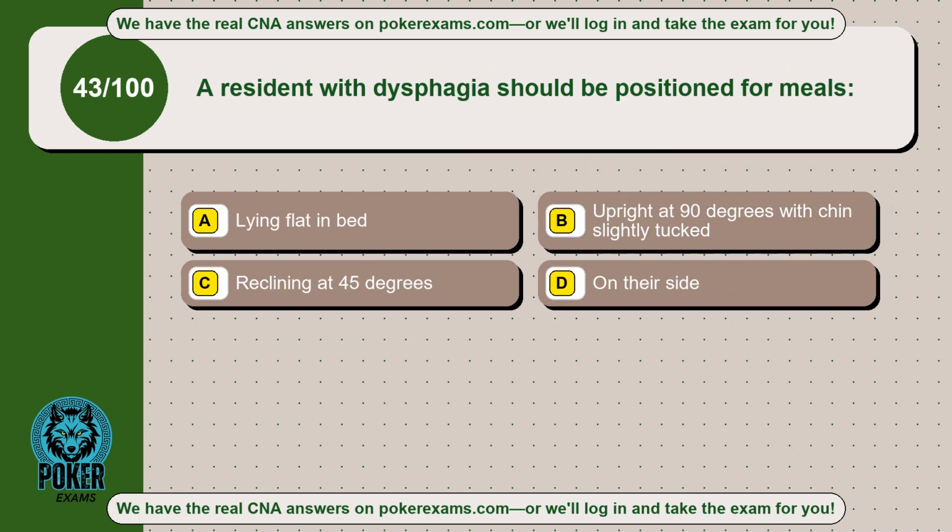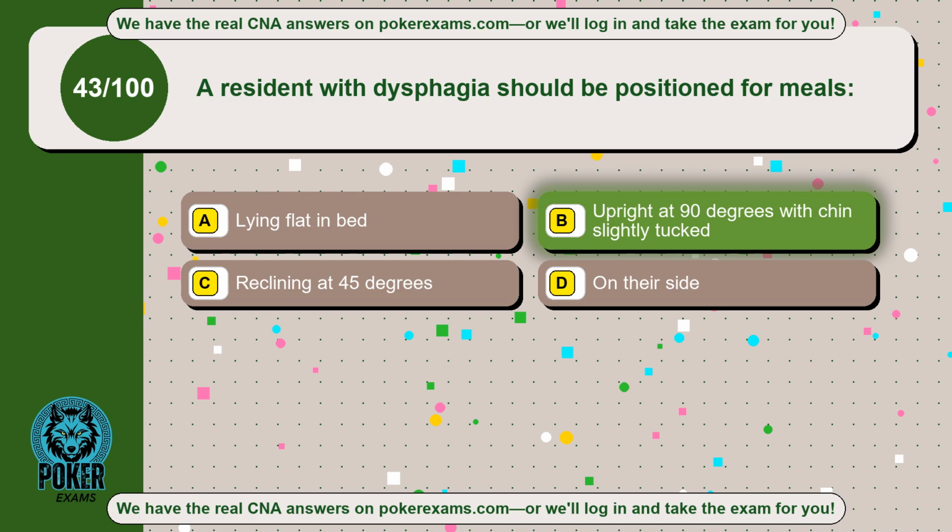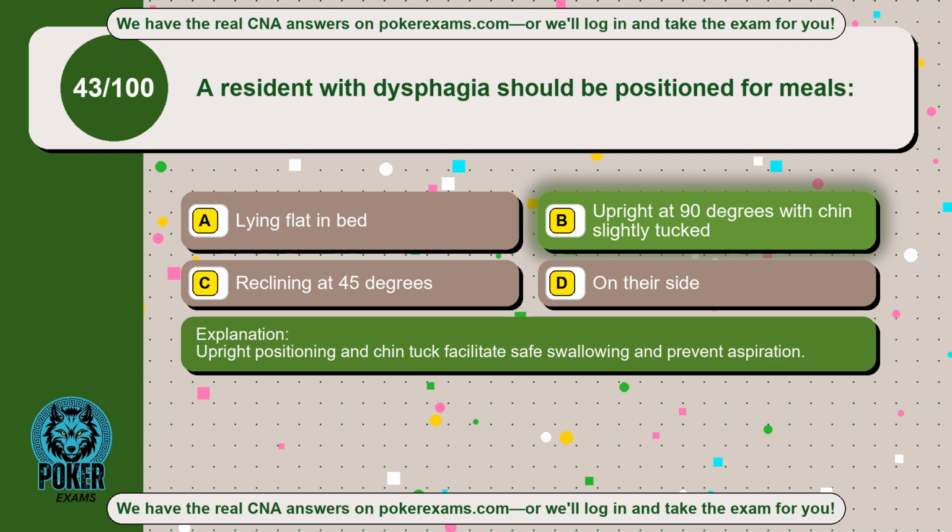Question 43. A resident with dysphagia should be positioned for meals: Option A, lying flat in bed. Option B, upright at 90 degrees with chin slightly tucked. Option C, reclining at 45 degrees. Option D, on their side. The correct answer is option B. Upright at 90 degrees with chin slightly tucked. Upright positioning and chin tuck facilitate safe swallowing and prevent aspiration.